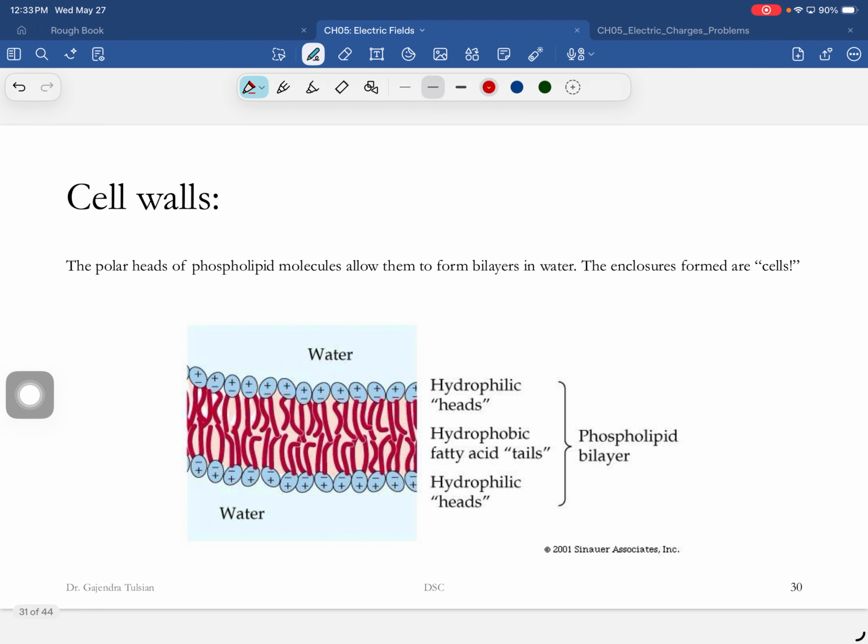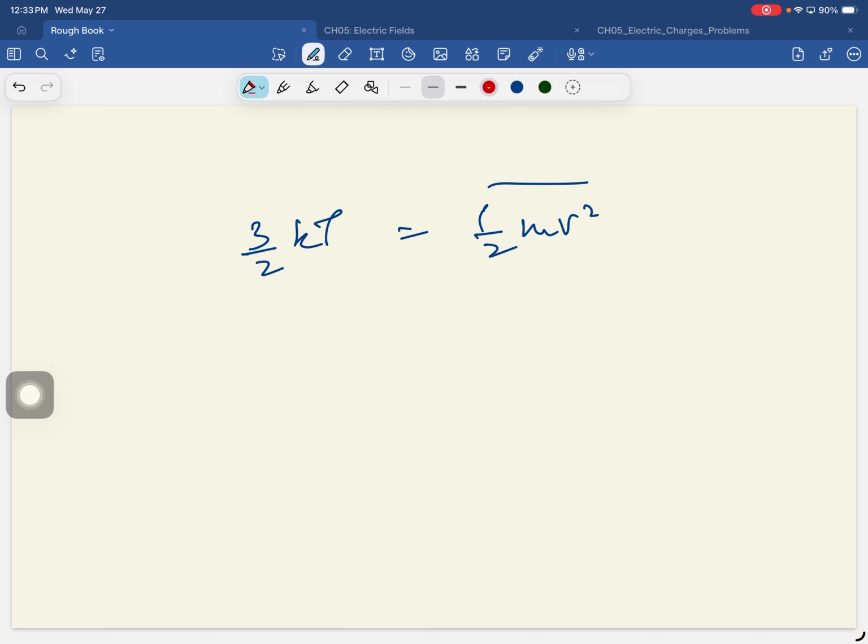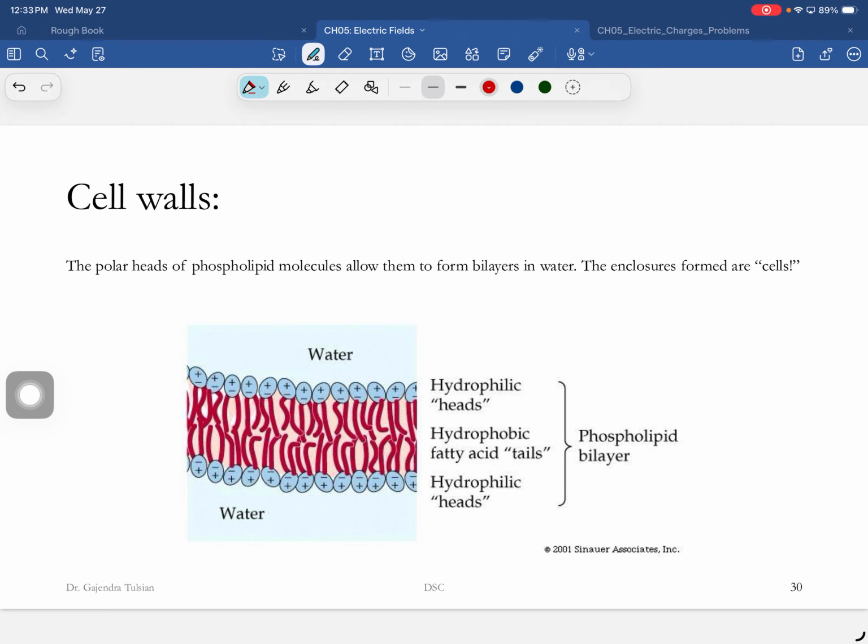Water has a dipole moment. Very important. So here's the amazing thing, absolutely amazing. You can make molecules like this. Here's a molecule: the head is polar, and the tail is neutral. Well, what use is this?